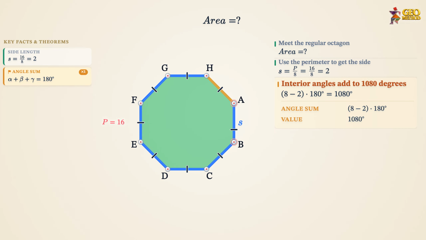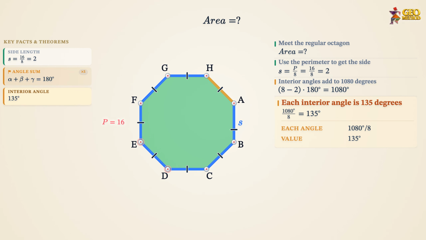Before cutting anything, let us find the octagon's angles. The interior angles of any 8-sided figure add up to 8 minus 2 times 180 degrees, which is 1080 degrees. The regular octagon has total interior angle sum 1080 degrees. Dividing equally among 8 vertices gives each interior angle as 135 degrees.